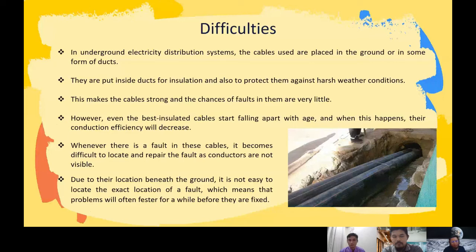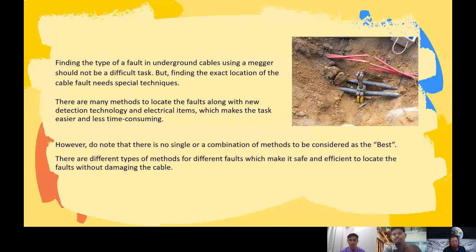Finding the type of fault in underground cables using a megger should not be a difficult task, but finding the exact location of the cable faults needs special techniques. So there are many methods to locate the faults along with detection methodology.